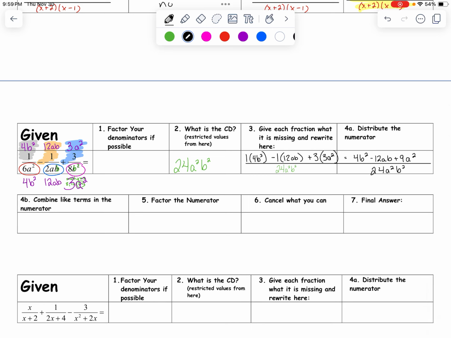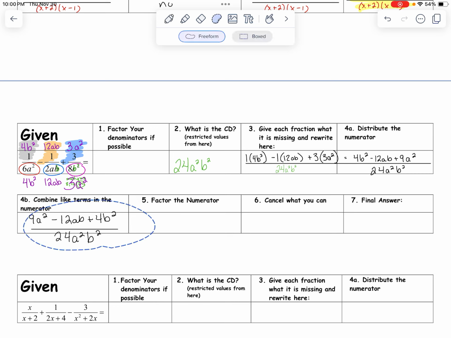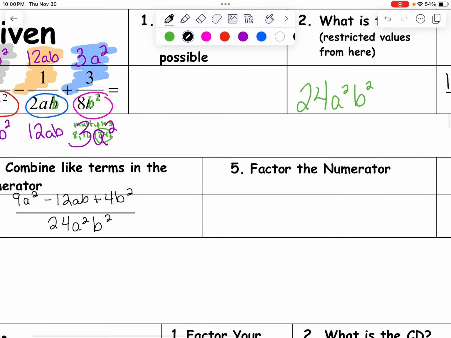I'm going to write it in order. It's actually 9A squared plus 4B squared. No, minus 12AB. Sorry, hon. Plus 4B squared all over 24A squared B squared. How does AB go before B squared? It's a thing. Okay. If you say so, Teach. I do. Because I want them to try to factor this.